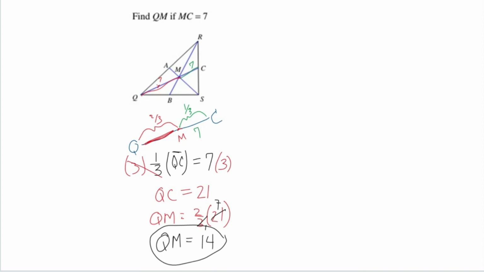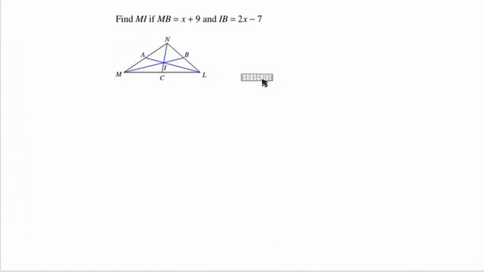So let's try another one. This one is a little bit more complicated. Here we're trying to find the line segment portion MI, if MB equals x plus 9 and IB equals 2x minus 7. Let's first note that this segment here is 2/3 of the line, and this segment here is 1/3 of the line. So let's redraw another line so we can see it.